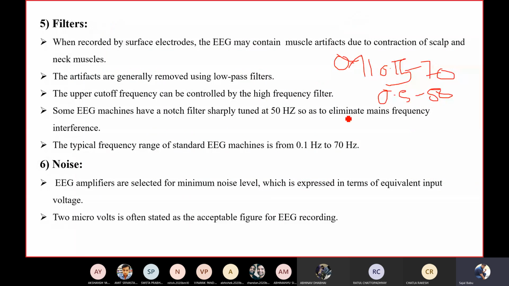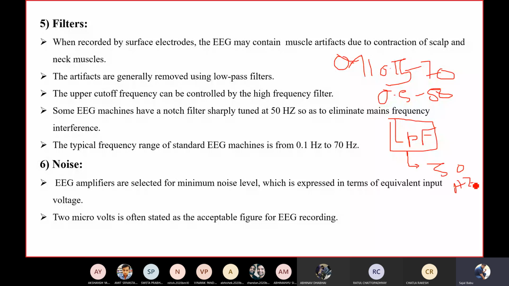I am going to take a low pass filter, and I am going to set the cutoff frequency of this low pass filter as 50 Hz. That means the low pass filter is going to allow all the signals below 50 Hz, and above 50 Hz it is not going to allow any signal, right? That means my input signal has a frequency of 0.5 to 70 Hz.